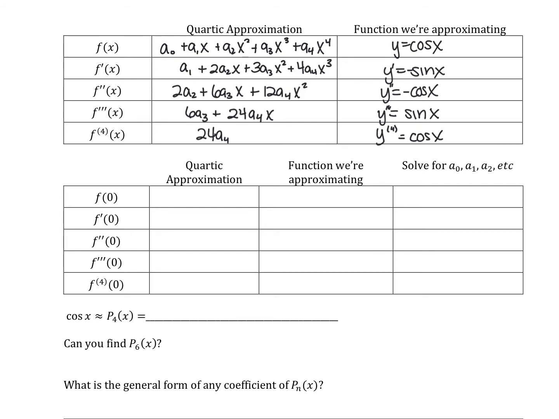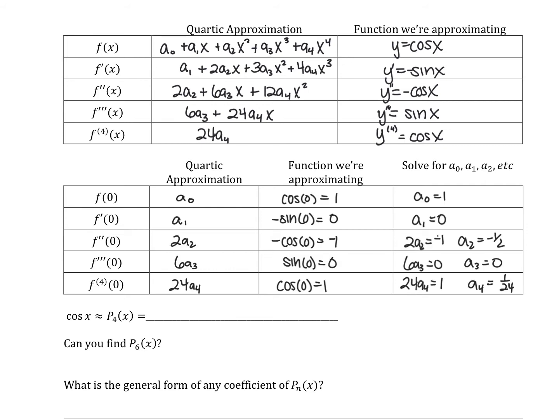All right, filling in this table, we have this quartic approximation that we continually take the derivatives of. And then the function we're approximating, which started out as the cosine of x, and if we continually take the derivatives, we know that as we get to that 4th derivative, we cycle back to cosine of x. All right, since we were looking at it centered at 0, let's go back to plugging in f of 0 in each of these approximations and see what we get for our coefficients. When I substitute in f of 0, I get a sub 0. F prime of 0, I get a sub 1.